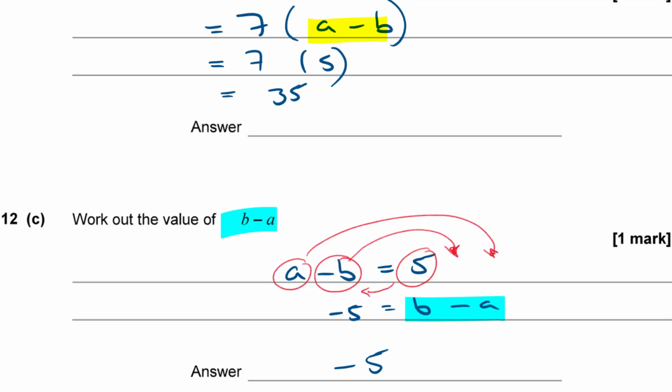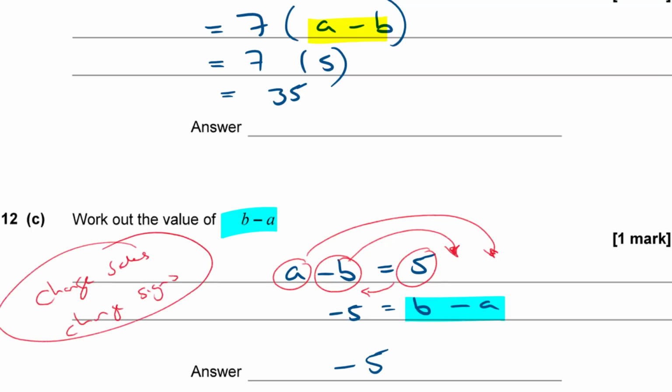Now this is using a quick shorthand method of rearranging called change sides, change signs. So it might be something quick and easy that you can remember. If you take anything from one side of an equation over to the other side, you have to flip its sign as it goes over. So that a became a minus a, the minus b became a plus b, and the 5 became a minus 5.